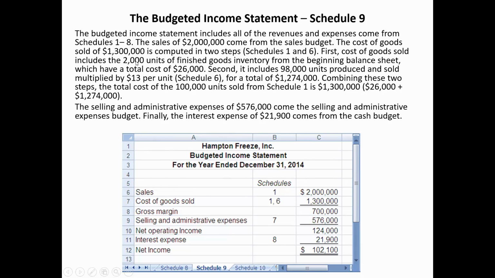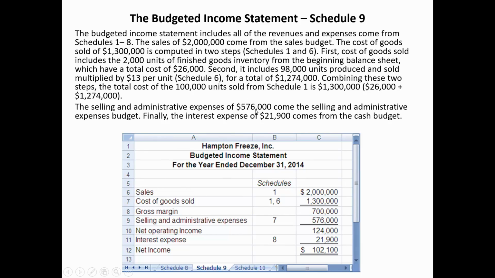Why? 2,000 times $13 per case is 26,000. Second, it includes 98,000 units produced and sold multiplied by the $13 per unit from Schedule 6 for a total of 1,274,000. So we're going to add those two together, and combining these two, the total cost for the 100,000 units sold from Schedule 1 will be 1,300,000, which is the 26,000 from the beginning inventory, plus the 1,274,000 from selling the finished goods throughout the year.